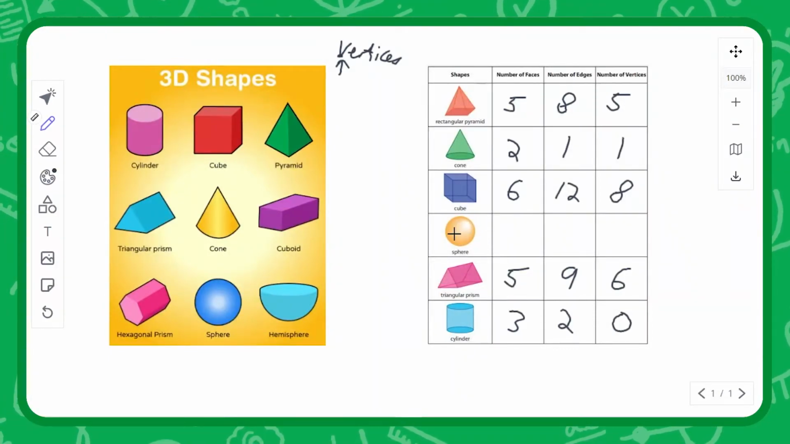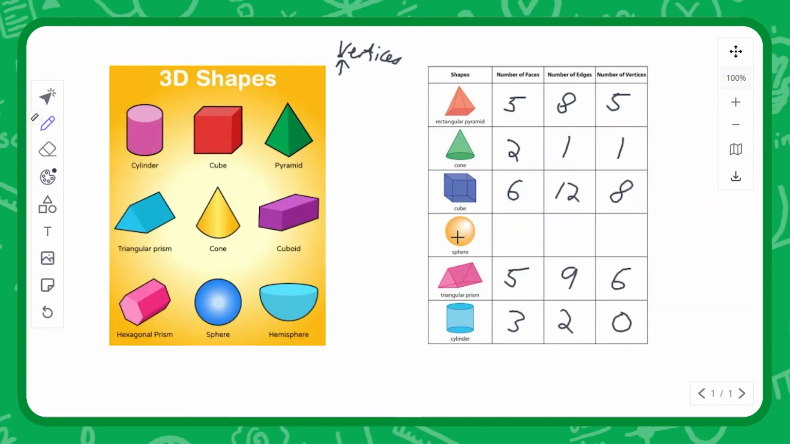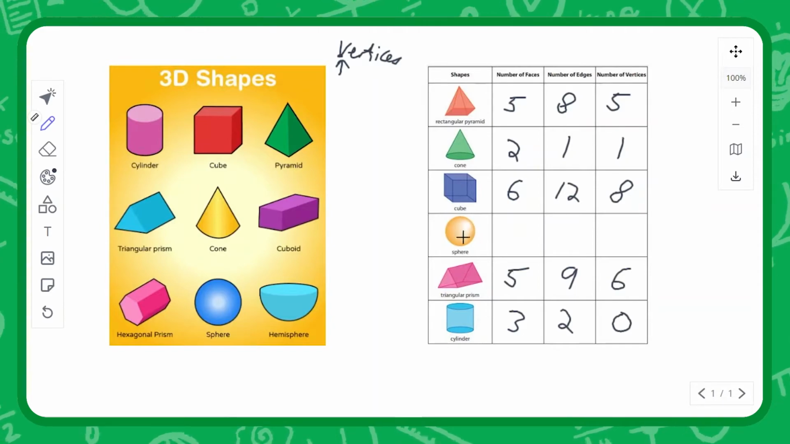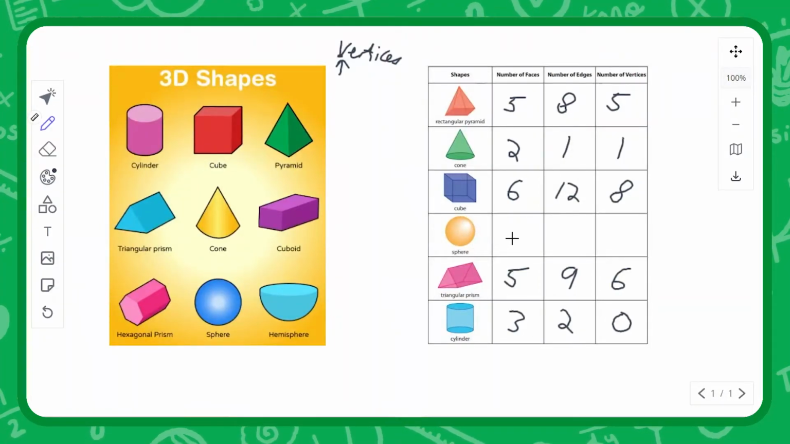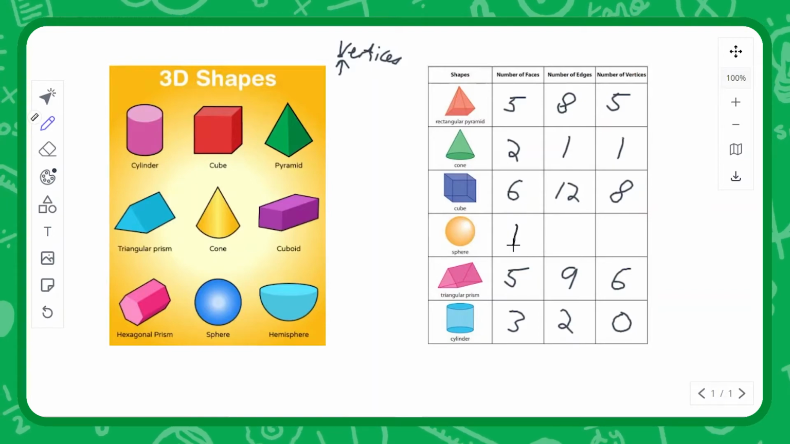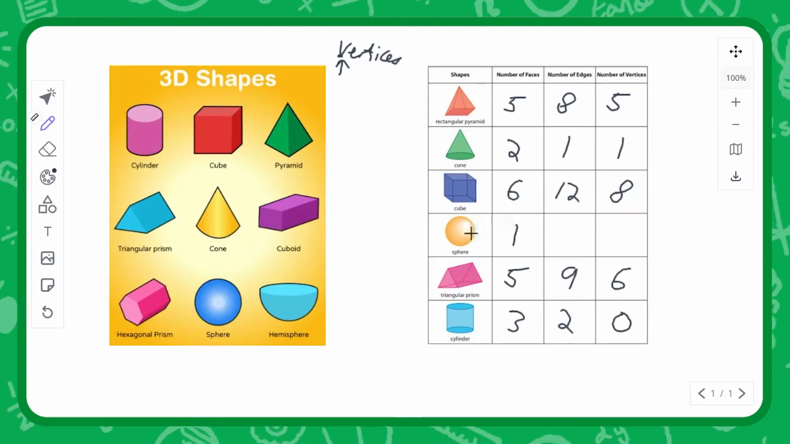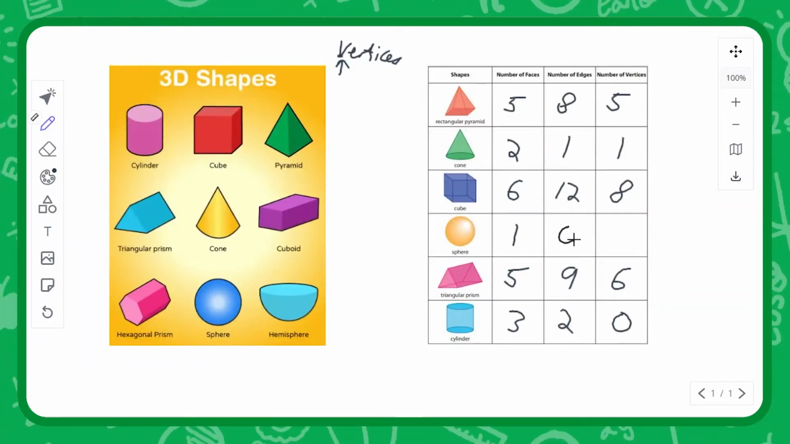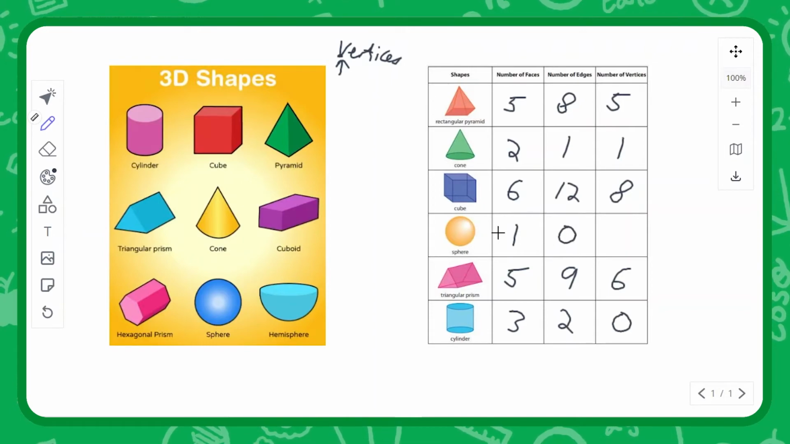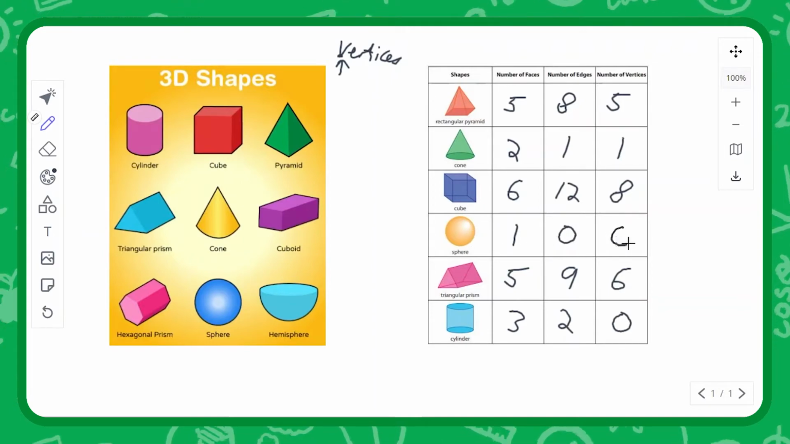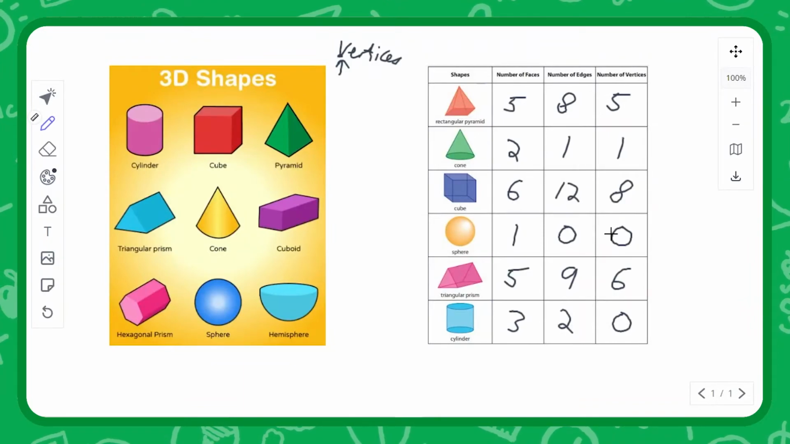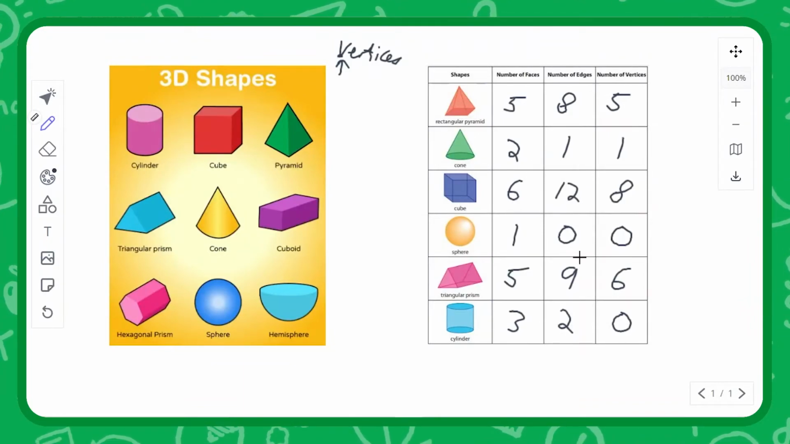And finally, the sphere, the strangest one. Number of faces in a sphere. Well, imagine you run your hand across a perfectly spherical ball, do you feel any edges? No, you do not. There is only one continuous face. Of course, there are no edges, so the number of edges is 0. And are there any points on a sphere? No, none at all. One face, no edges, and no vertices.